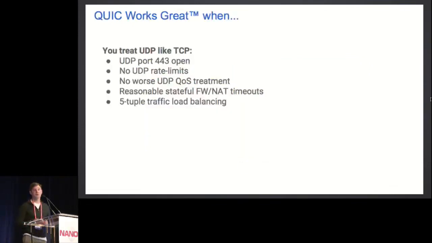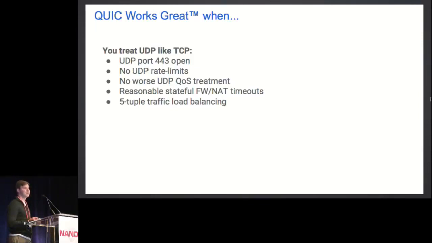How do you make sure QUIC works well? A very important question. So 443 needs to be open, otherwise it won't work at all. UDP rate limiters are definitely bad. Any other type of differential QoS tends to be bad. And reasonable stateful firewall and NAT timeouts.